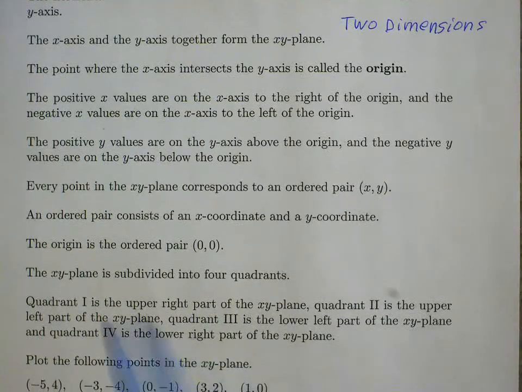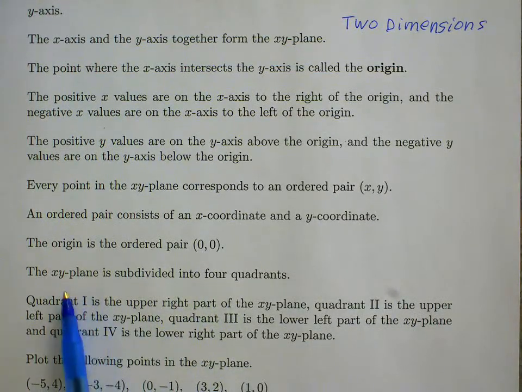Okay, another bit of information. The xy plane is subdivided into 4 quadrants. Quadrant 1, or the first quadrant, is the upper right part of the xy plane. And then from there we move counterclockwise. Quadrant 2 is the upper left part of the xy plane. Quadrant 3 is the lower left part of the xy plane. And quadrant 4 is the lower right part of the xy plane.